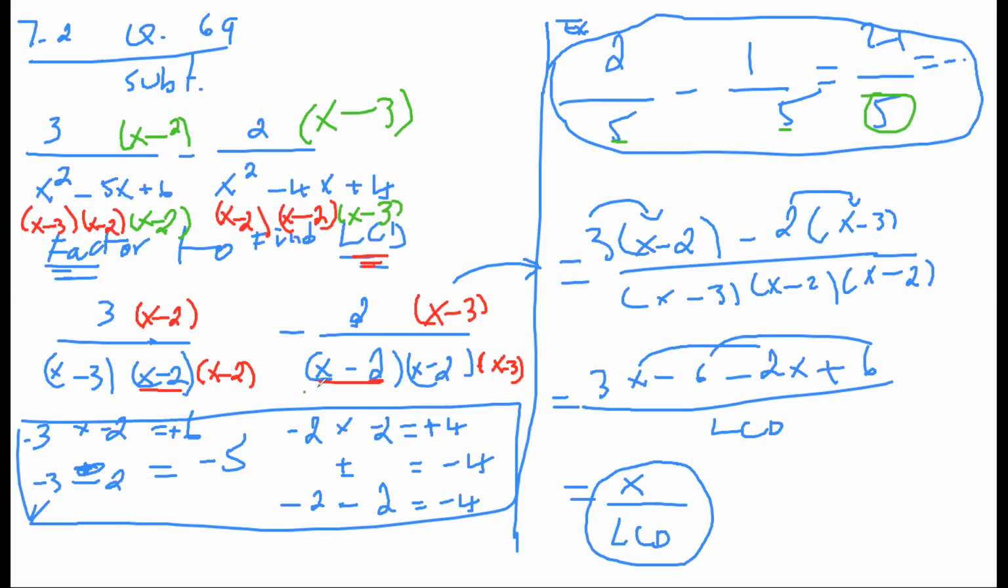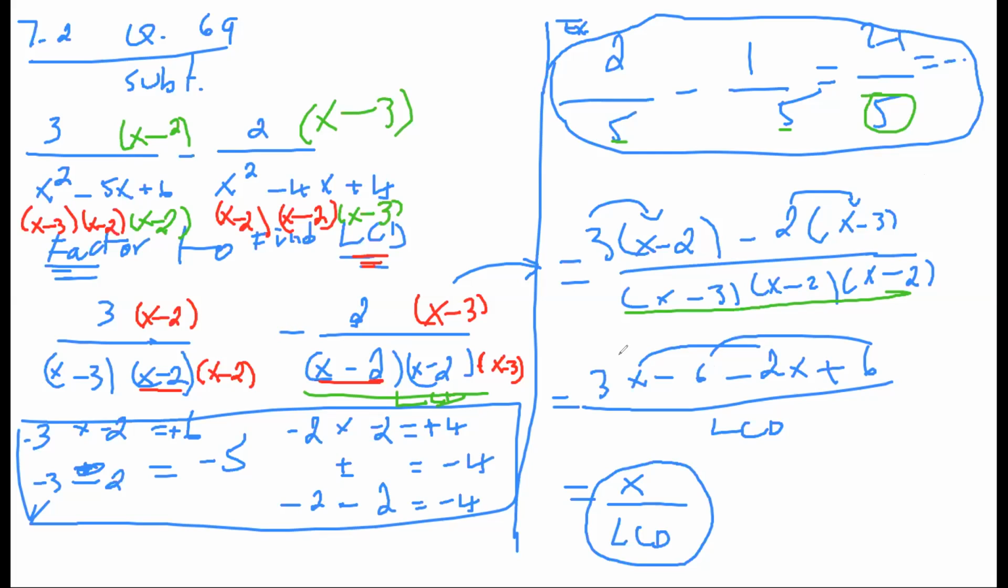So that's the LCD. So we keep this the same, so we don't write it twice. Just like 5, we write it once. That's what we did here. So that's the LCD. And we just subtract the tops. This minus this. That's what we wrote here.